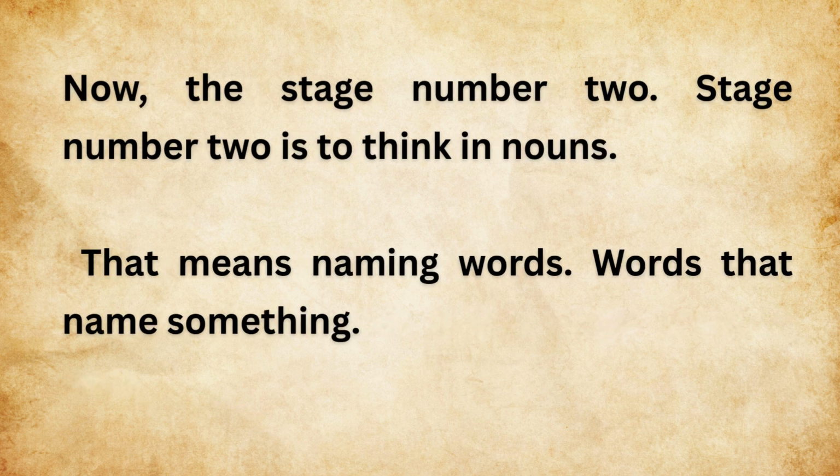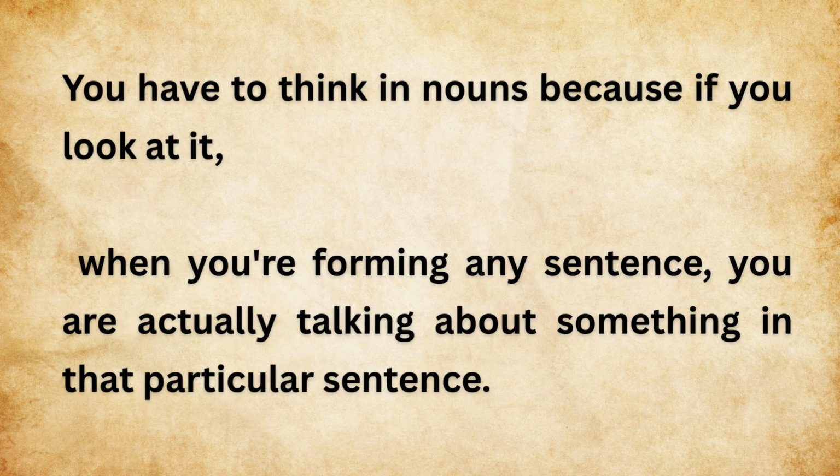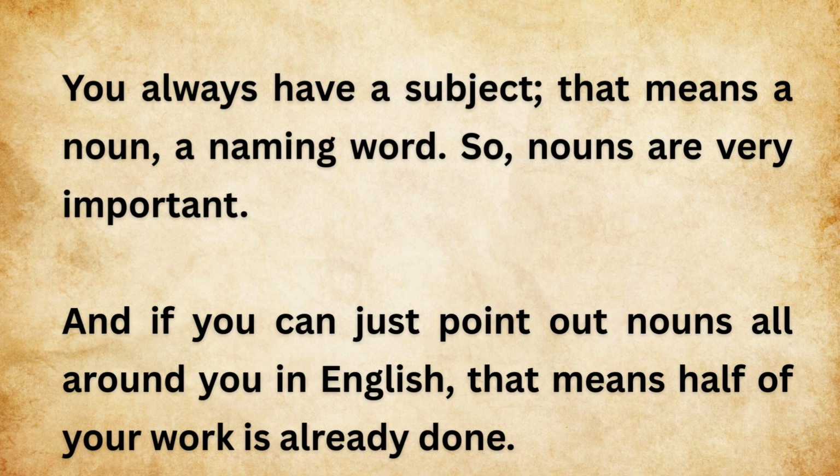Now, stage number 2. Stage number 2 is to think in nouns. That means naming words, words that name something. You have to think in nouns because when you're forming any sentence, you're actually talking about something in that particular sentence. You always have a subject. That means a noun, a naming word. So, nouns are very important.